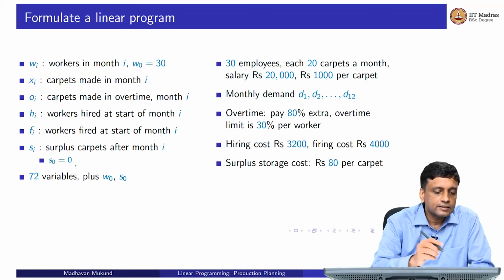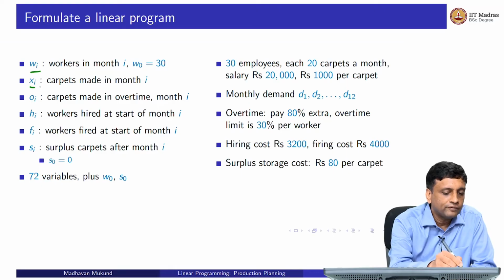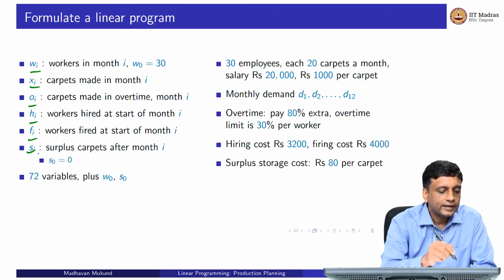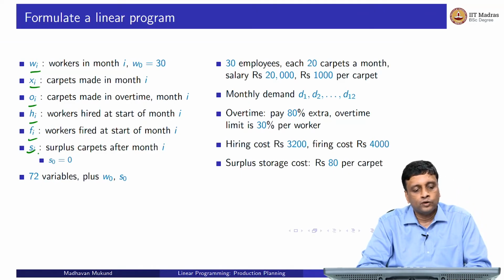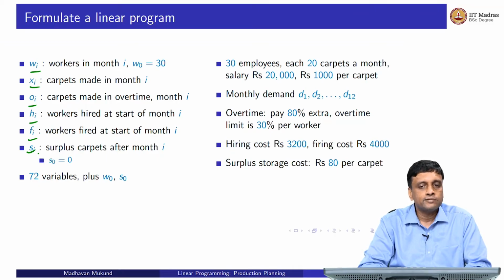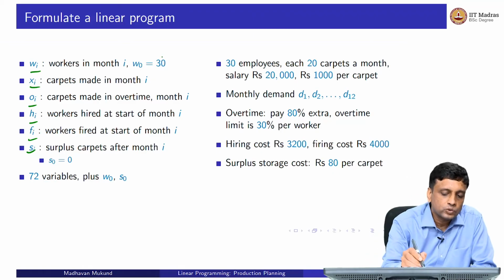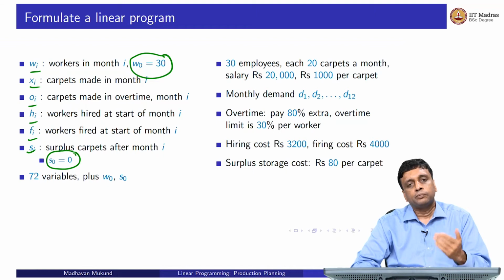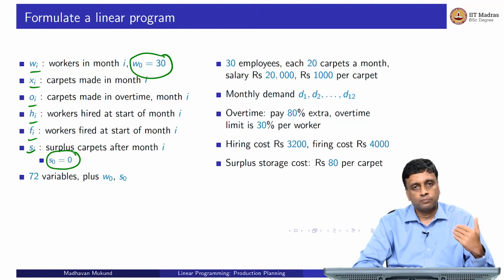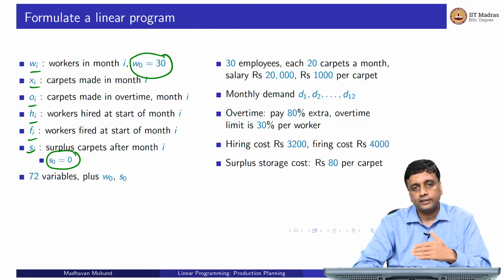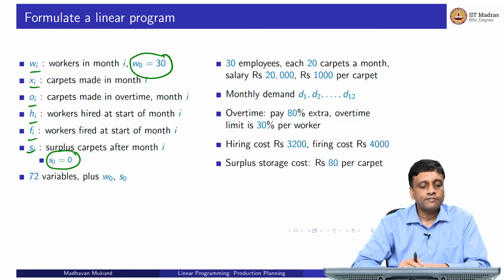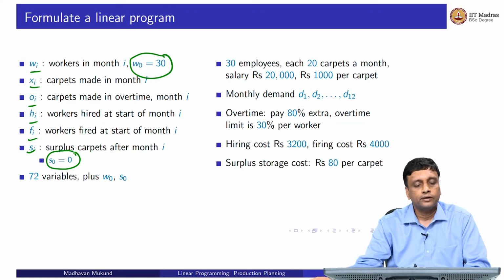So I have, in some sense, one of these for every month, right. So I have these 6 variables Wi, Xi, Oi, Hi, Fi and Si for I equal to 1 to 12. So 6 times 12 is 72, and then I need these two extra variables, as we will see, for the month before we started. We need to know what the surplus was coming in. That's a kind of boundary condition. What is the surplus coming into this year and how many workers we had coming into this year. So we have 74 variables in our linear program.